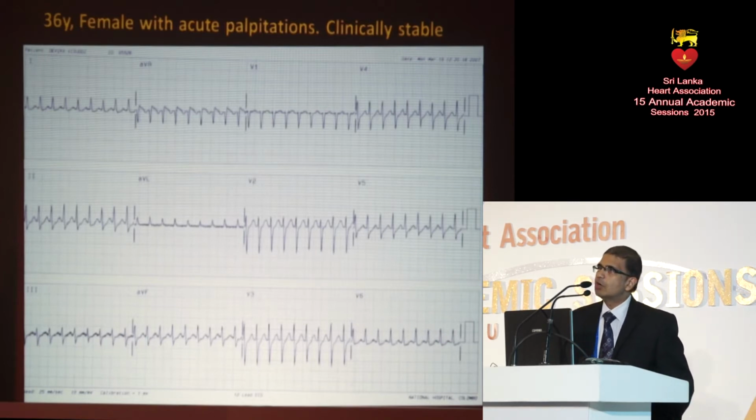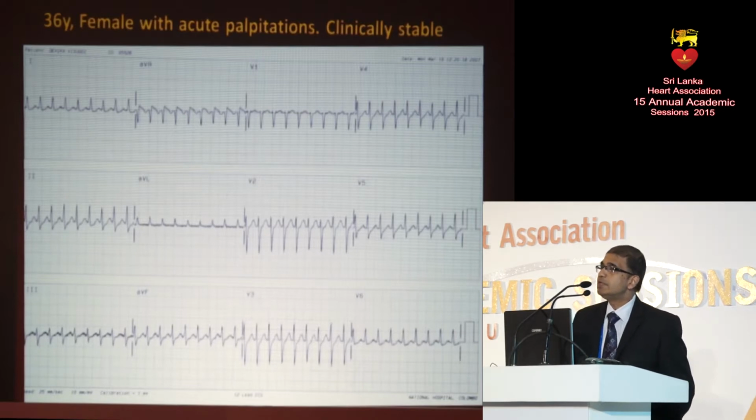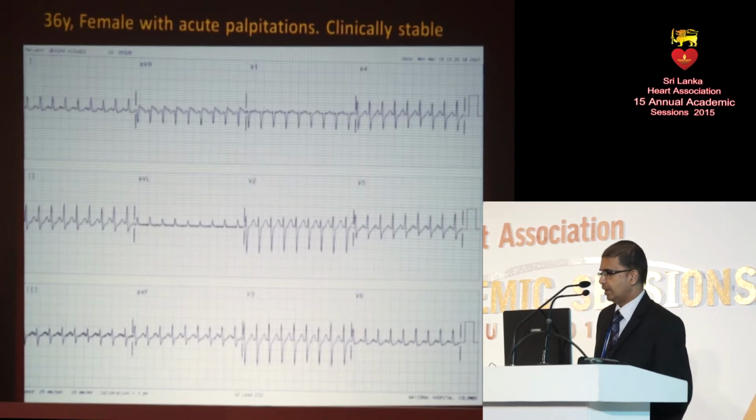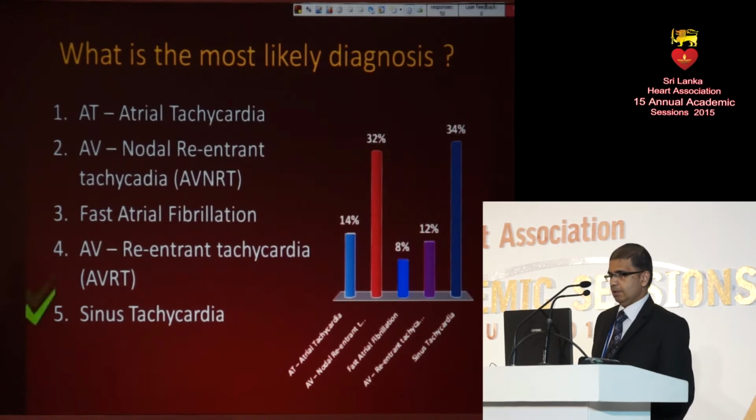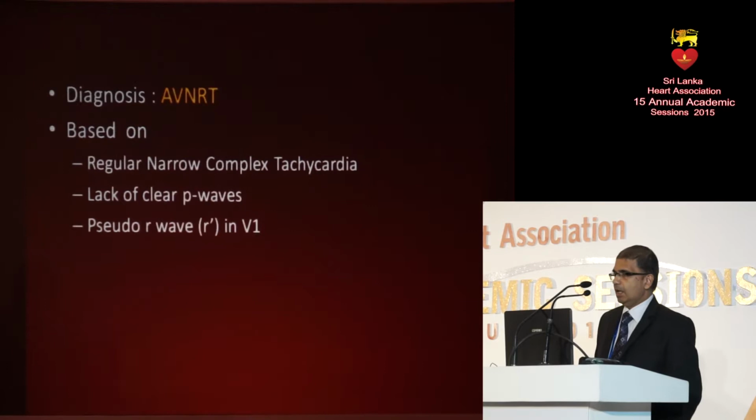Now this is one of the commonest narrow complex arrhythmias that we come across. And why is the P wave absent? Because the P wave and the QRS complex are generated at the same time due to a reentrant mechanism using the AV node. So you have a reentrant mechanism using the AV node, and therefore simultaneous activation of the ventricle and atria, and the P wave therefore is buried in the QRS complex. So therefore the answer is AV nodal reentrant tachycardia, right?